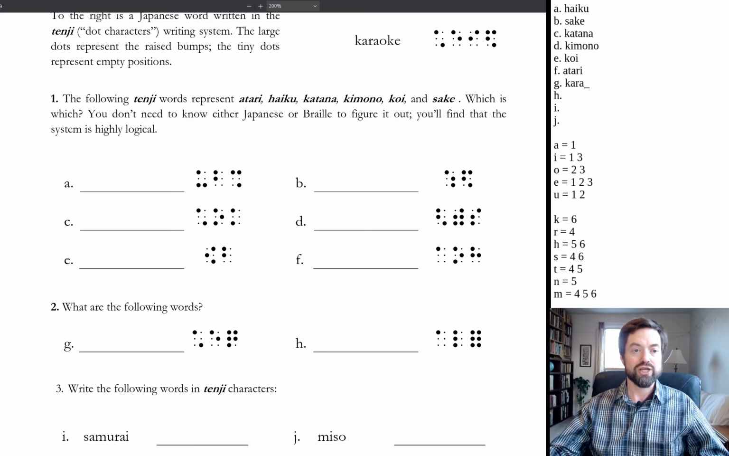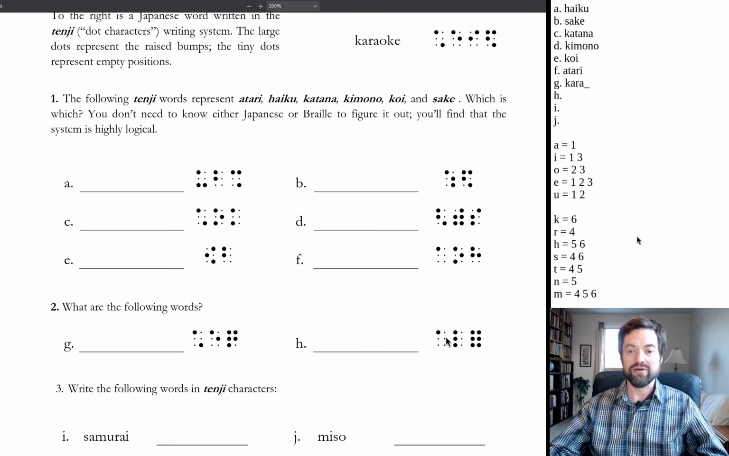So for G, we can see we have the ka, which matches the ka in karaoke. We have the ra, which also matches the ra from karaoke. So this is starting with kara. And now we see the 3 dots, 1, 2, 3, that's an A sound. And then we have the 4, 5, and that's a T. So this is karate. There we go. Thankfully, they picked words that are typically familiar in English, so that is also another sign that it's on the right track. So we have karate.